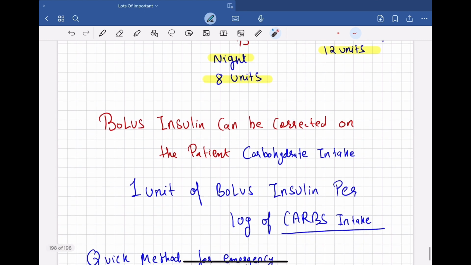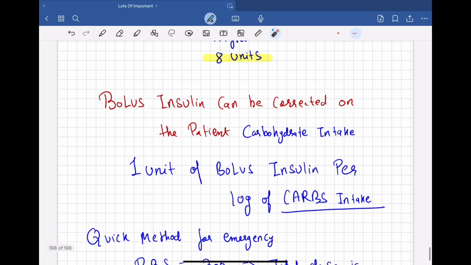Right? So bolus insulin can also be corrected by the carbohydrate intake of the patient in the meal. For example, every 1 unit should be added for every 10 grams of carbohydrate intake.